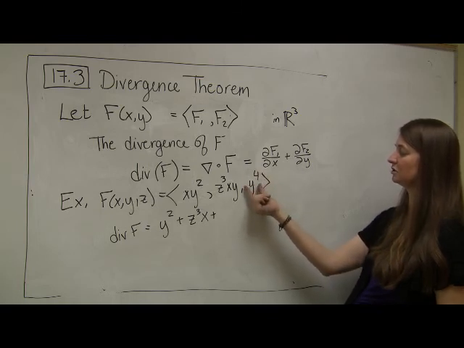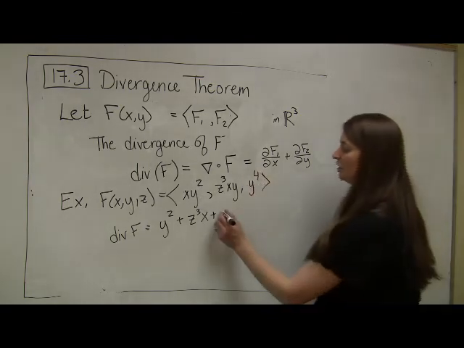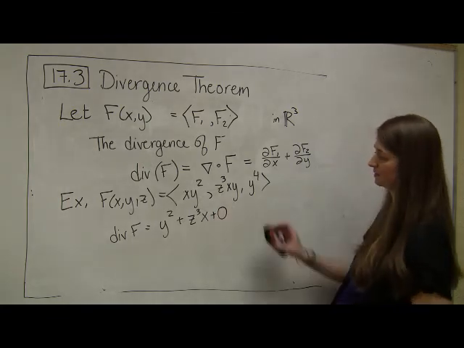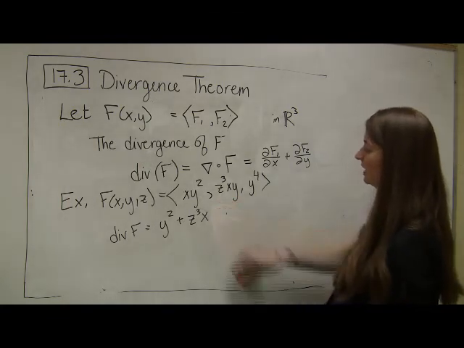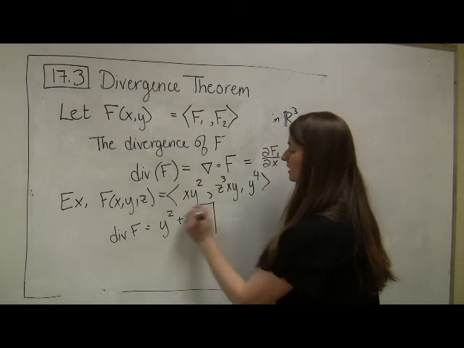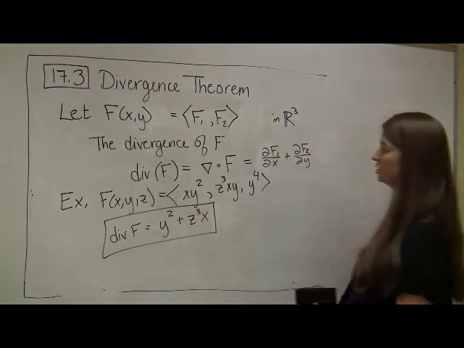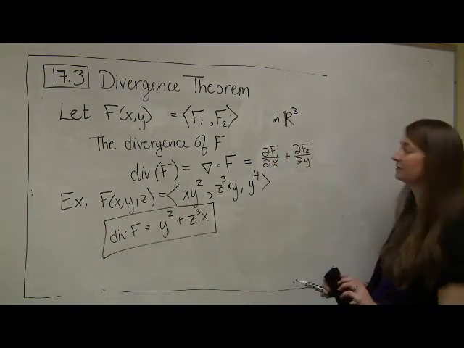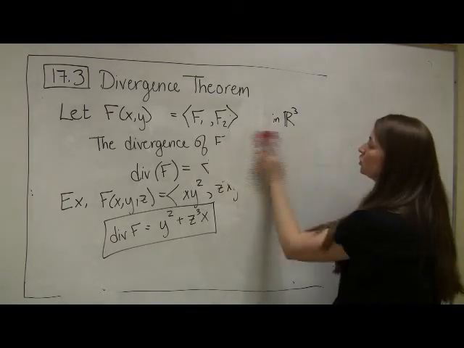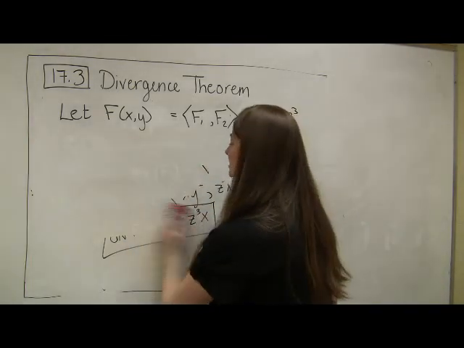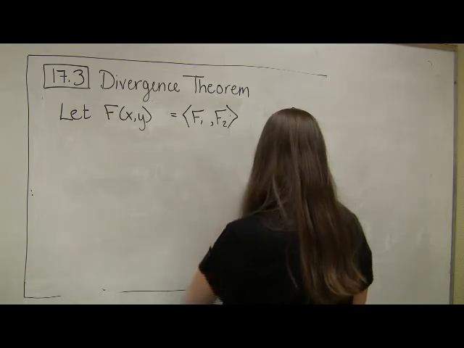There are no z's here, so I treat the y to the fourth as a constant, which just gives me 0. So I might not include that when I write out my divergence. I think it's a relatively straightforward computation now that we're masters of partial derivatives. What is cool about divergence is the geometric interpretation.